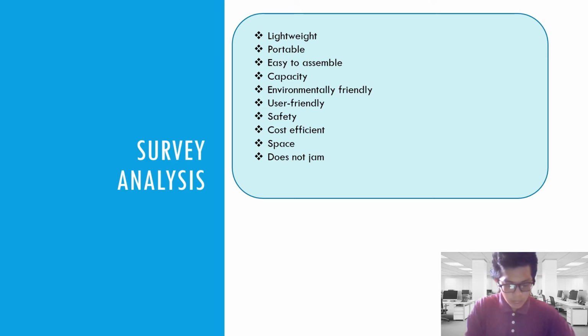And then safety. The product has to make sure that no accident occurs, like a hand getting stuck in a component part. And then cost efficiency. The product must be affordable enough so that fast food outlets can invest in it as well as people with low income can purchase it. And then space. The product does not take up a lot of space in a narrow place. And lastly, one that does not jam. The trash bin must operate smoothly and not cause any complication.